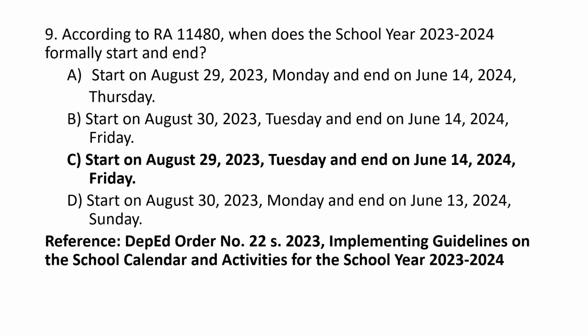The answer is letter C. Start on August 29, 2023, Tuesday, and end on June 14, 2024, Friday. The reference is DepEd Order number 22, Series of 2023, or the implementing guidelines on the school calendar and activities for the school year 2023-2024.